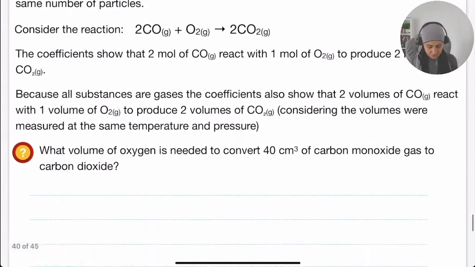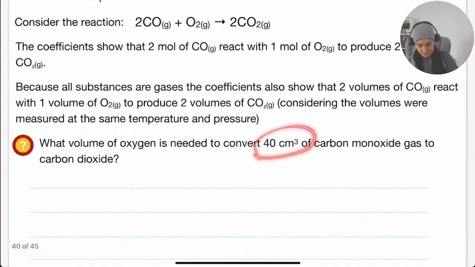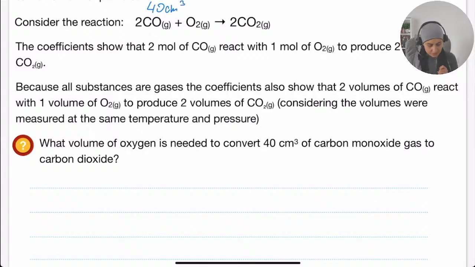What volume of oxygen is needed to convert 40 cubic centimeters of carbon monoxide to carbon dioxide? What is the volume of oxygen? Again, you could convert 40 cubic centimeters to moles, then apply the ratio, then convert moles back to volume. But using Avogadro's law, we know the ratio is 2 to 1, so it means that we would need 20 cubic centimeters of oxygen. That's it. Just apply the ratio to volumes. That's it.